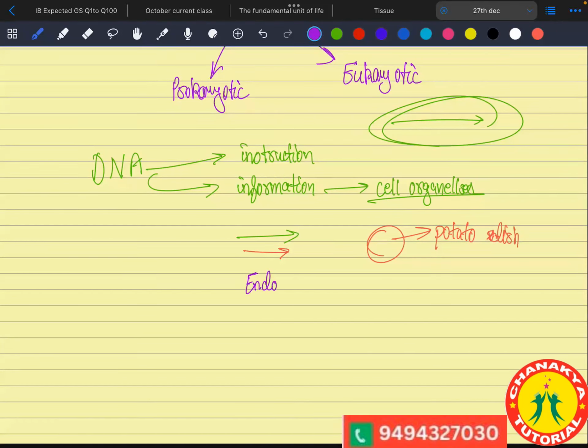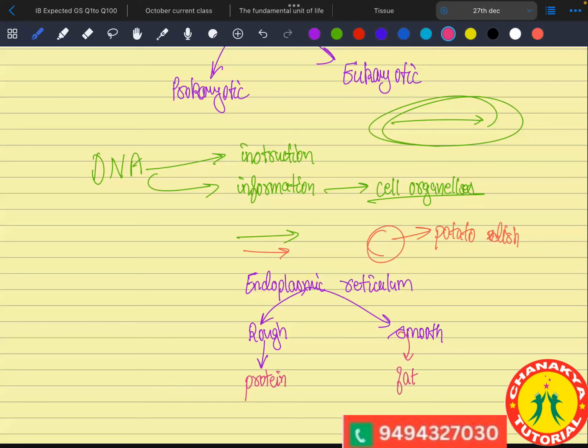In a cell there is a portion called the endoplasmic reticulum. There are two types of endoplasmic reticulum: one is rough, one is smooth. The rough endoplasmic reticulum will synthesize protein, and the smooth endoplasmic reticulum will synthesize fat. So the rough has the defined function to produce protein, whereas the smooth has the defined function to produce fat.